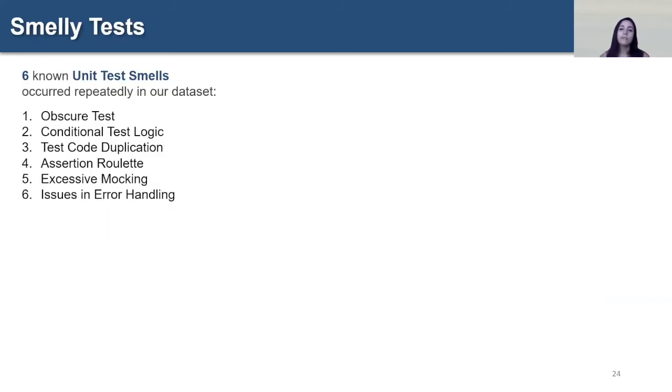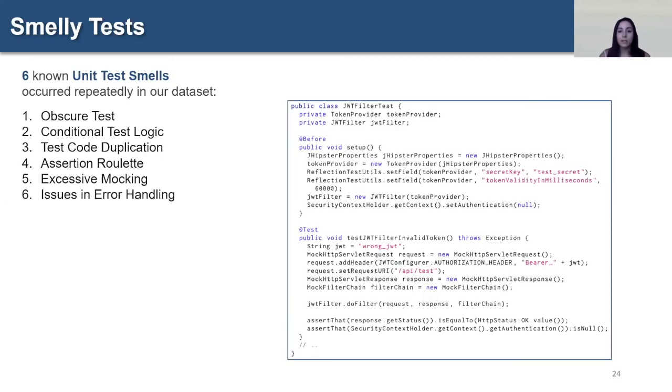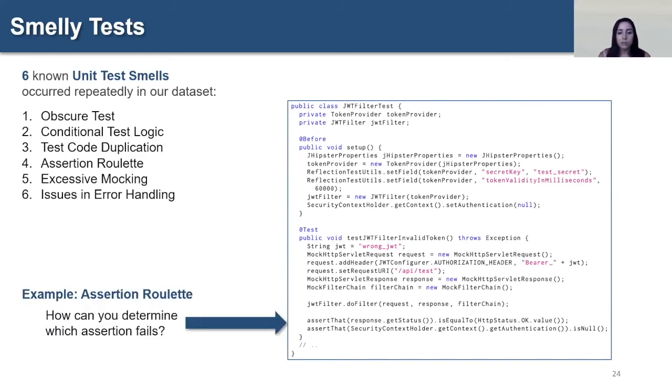We also found for our test smell analysis 6 known unit test smells that occurred repeatedly in the dataset: obscure test, conditional test logic, test code duplication, assertion roulette, excessive mocking, and issues in error handling. So going back to our example tests, we actually can see an instance of assertion roulette here. So there are 2 assertions here, and neither of them actually have an assertion message. So if it fails, how can you tell which assertion actually caused the failure? This is extra effort required on the part of the developer.